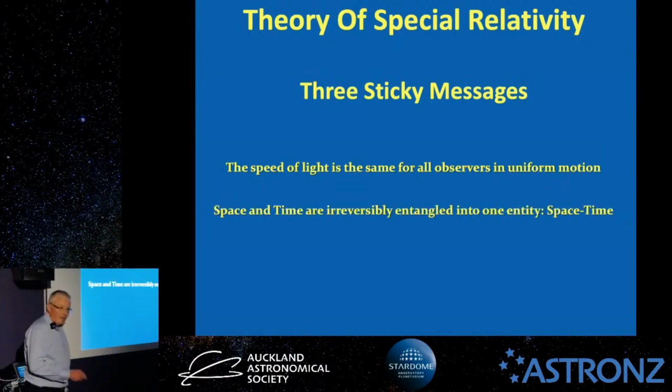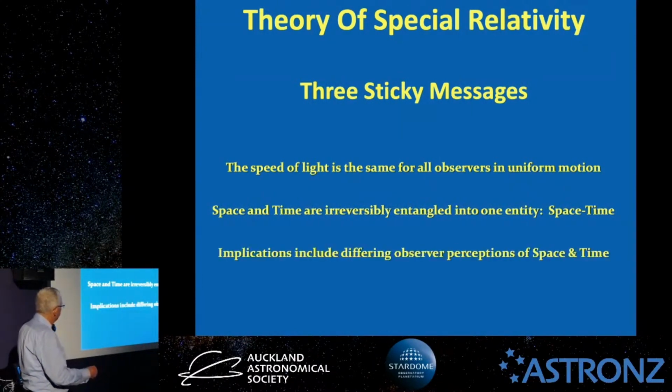Space and time that we imagine to be different, like we're in the star dome right now, that's sort of our space, but time, we're moving ahead as I keep blabbering on, time shifting forward, but you're going to learn that space and time are irreversibly entangled into one entity called space-time. And the third sticky message is that the implications of that last statement include differing observer perceptions of space and time. So space and time is not fixed. It's variable, and it all depends on your perspective as the observer.